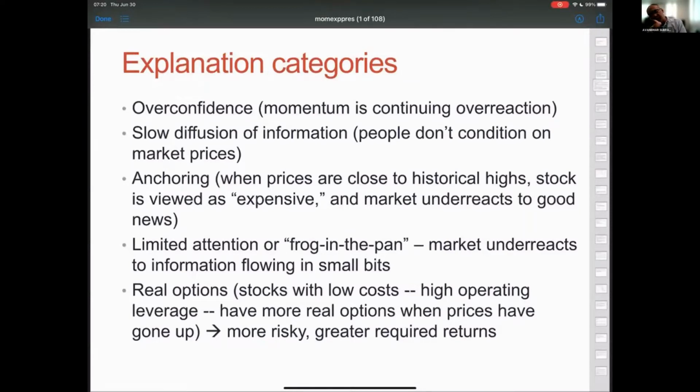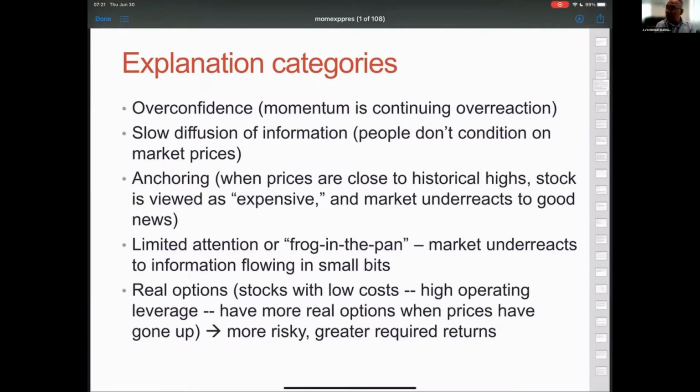And I'm going to go through this really quickly because the explanations are not the focus of the paper, the testing is. But 2 more to go. One other explanation is limited attention or frog in the pan. Let me come back to frog in the pan in a bit. But basically, the idea behind limited attention is that if the news about the stock flows slowly in little bits, then people don't notice the news, okay? So the stock price underreacts to such news. Whereas if the news about a stock flows in chunks, big pieces, then people react properly to it.